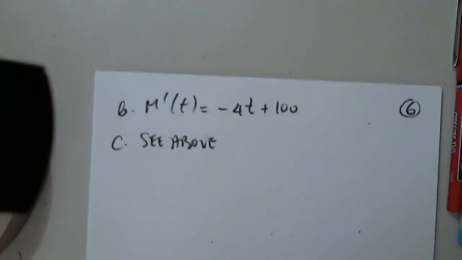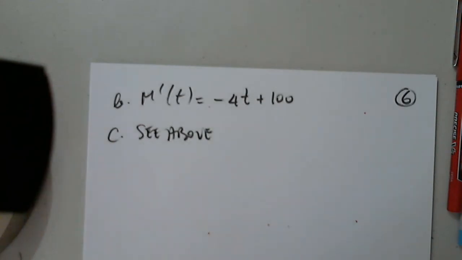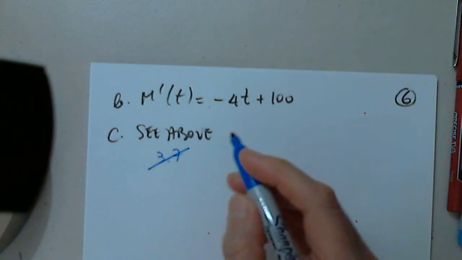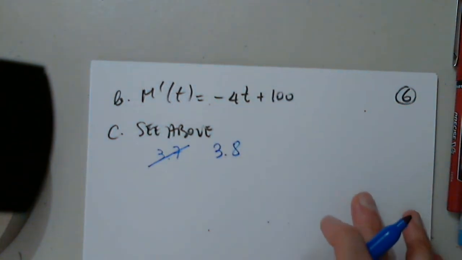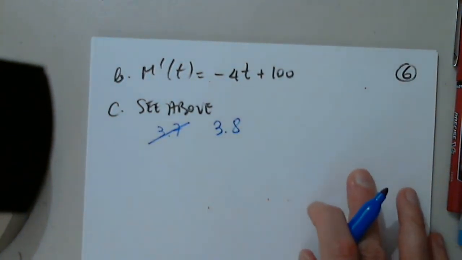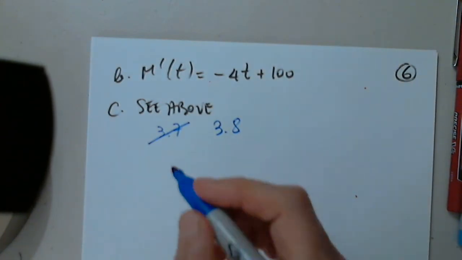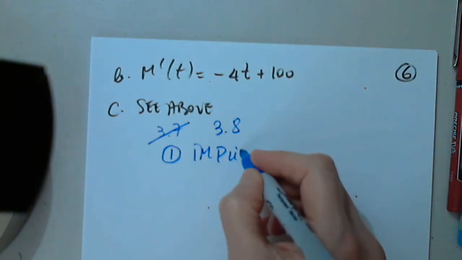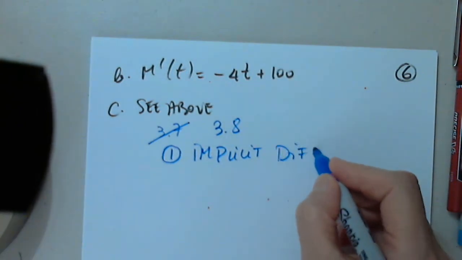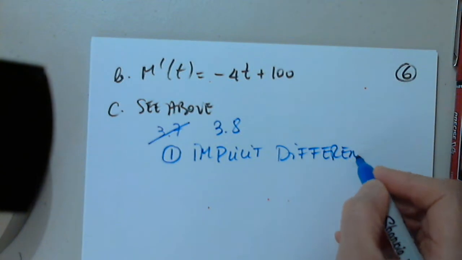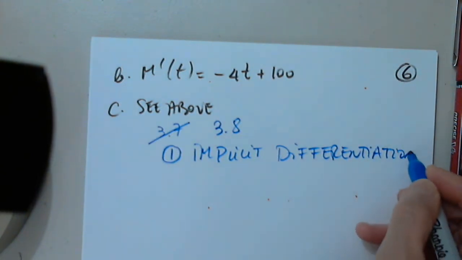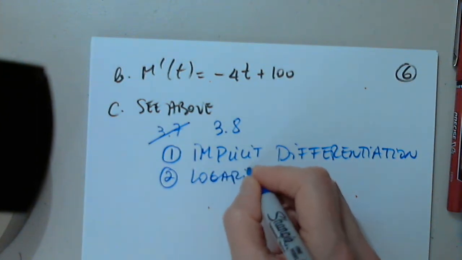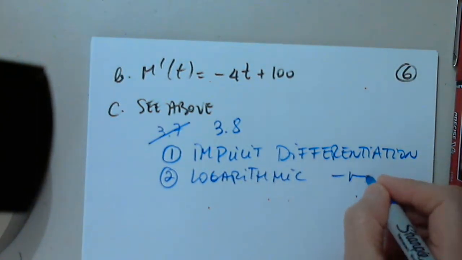Okay, so we are ready to move on to the next section. 3.7 is not part of the class, so we move on to 3.8, in which we are going to learn 2 techniques. One technique is called implicit differentiation. And the other technique is logarithmic differentiation.